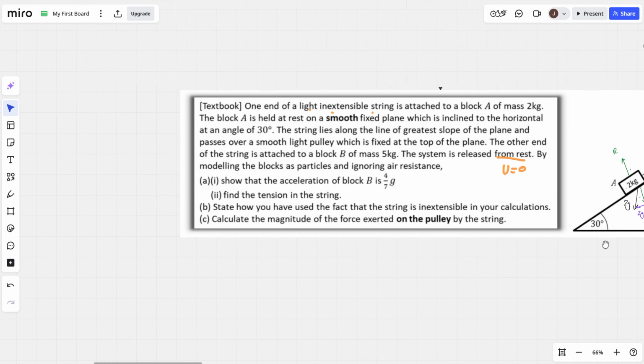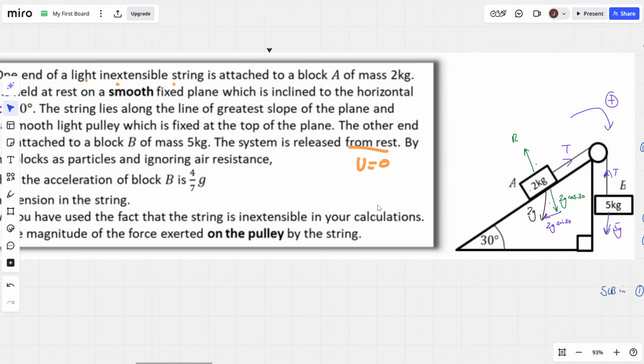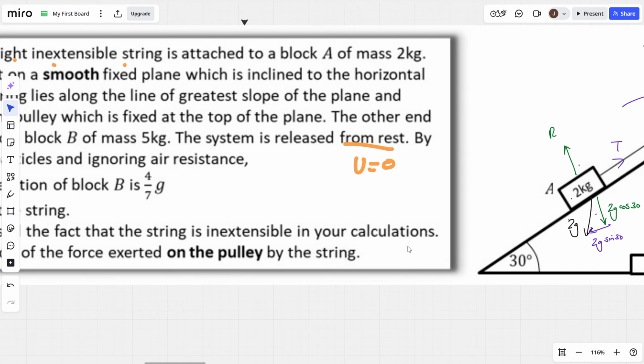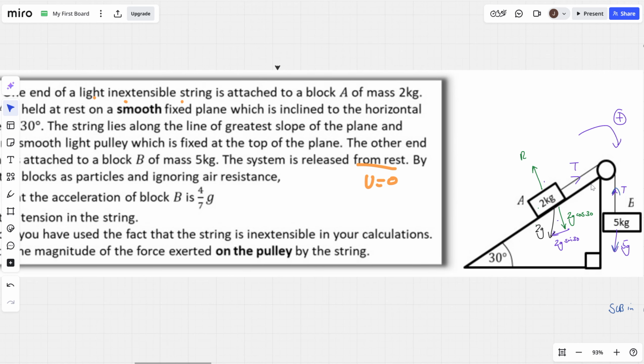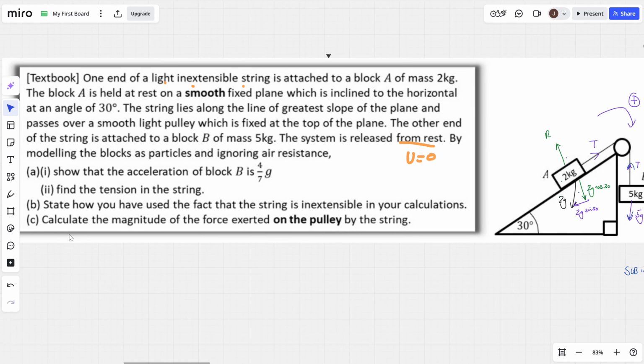Okay, so you see the first part there is really quite nice. State how you have used the fact that it's inextensible. Okay, so because it's inextensible, the tension of the string is the same on either side, and therefore the acceleration is the same. Okay, and final thing is a less obvious one. So calculate the magnitude on the pulley.